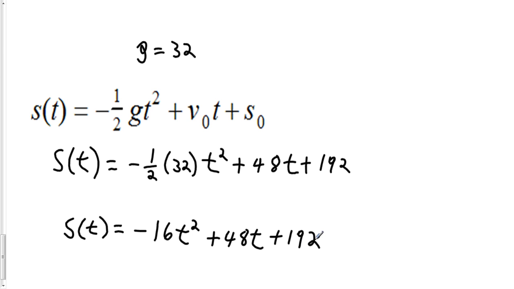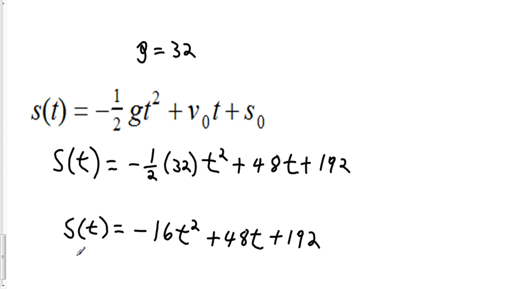Now, this answers a lot of questions for us. Like I said, the initial velocity of the object is 48 feet per second in the positive y direction, or up. The initial height that the thing was launched from was 192 feet above the ground. And if I feed this function a time, it'll tell me how high the object is from the ground. So for instance, if I said, how far is the object from the ground after 5 seconds, that would just be finding s of 5. Or after 6 seconds, that would just be finding s of 6.